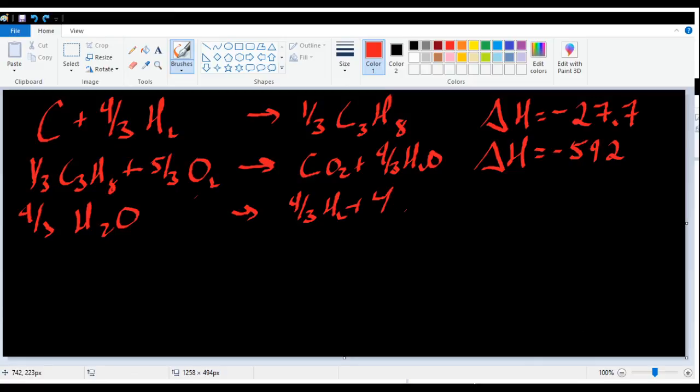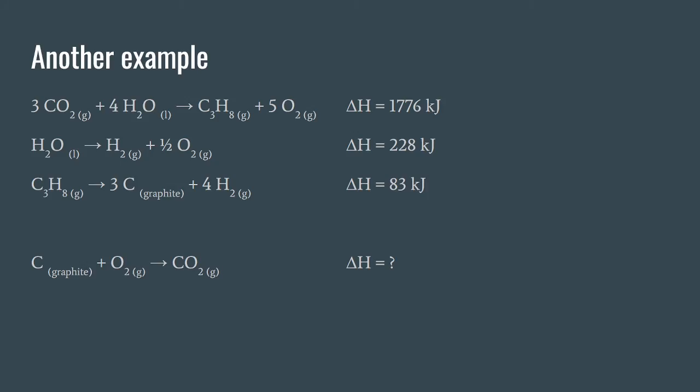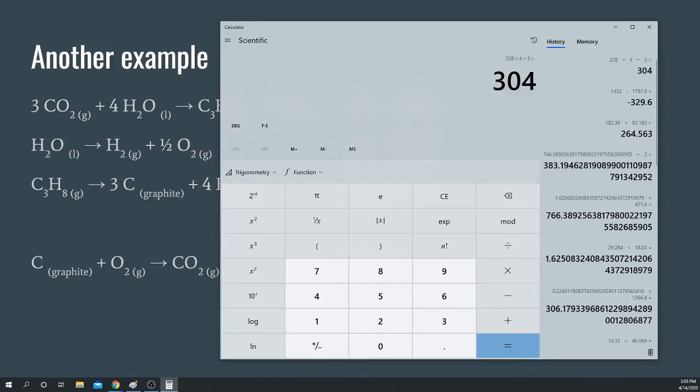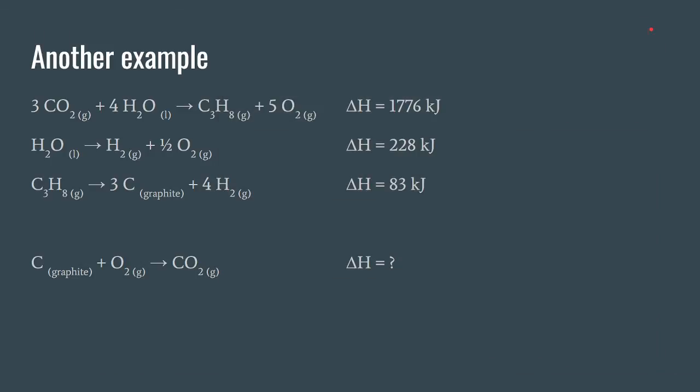Oops, that's kind of impossible to read. 2/3 oxygen. And then multiplying our reaction by 4/3 means we multiply our enthalpy by 4/3. I'm going to use a calculator for this one. 228 times 4 divided by 3, 304. We didn't flip the reaction, so we're not flipping the sign.